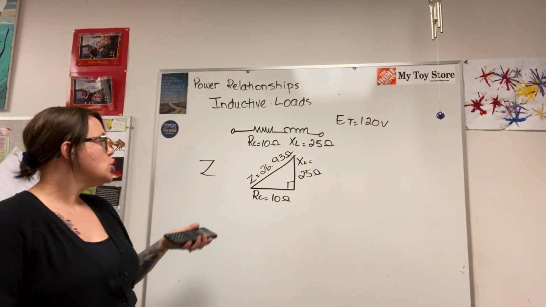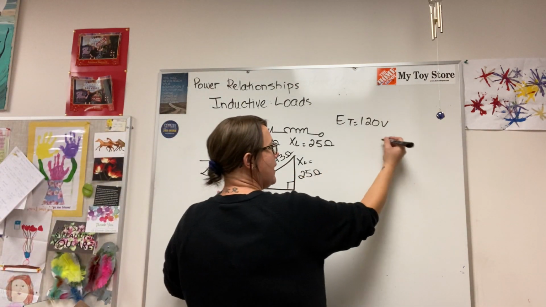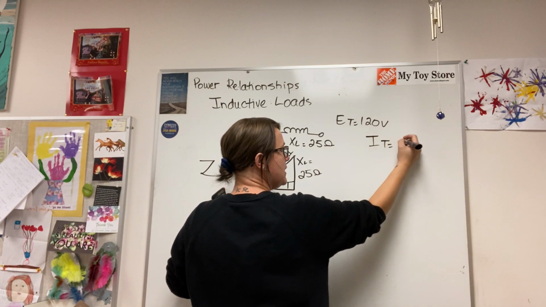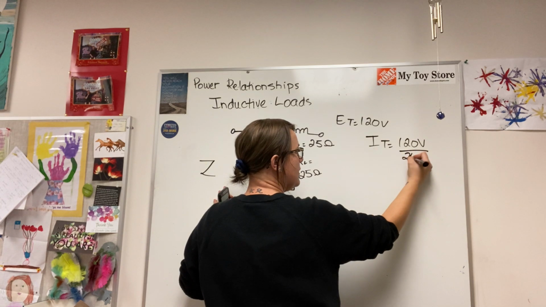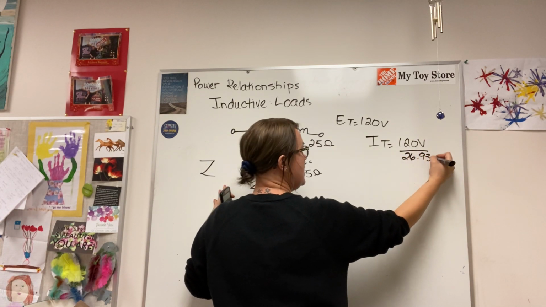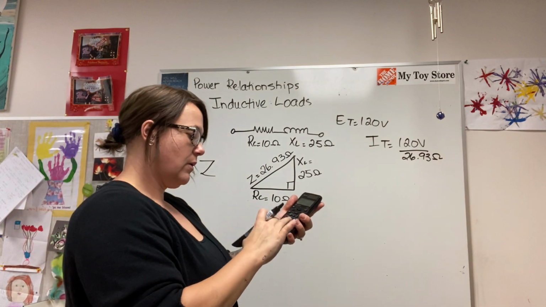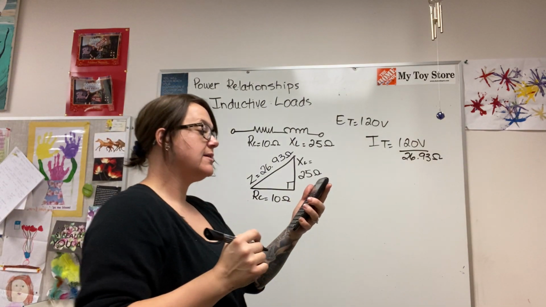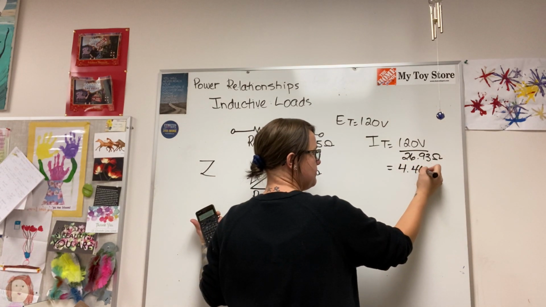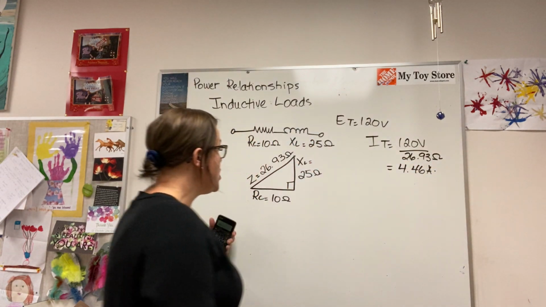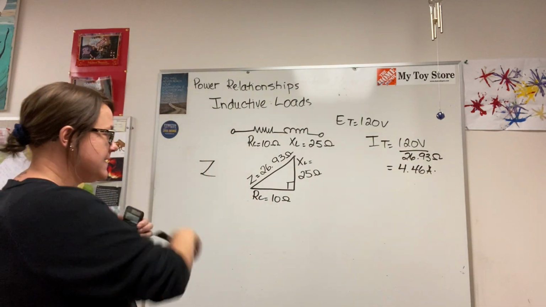Okay, so I have now my impedance, I can figure my current. I total equals 120 volts divided by impedance, 26.93 ohms, and that gives me a current draw of 4.46 amps. Okay, so I want to figure out the power that's being produced from this inductor.